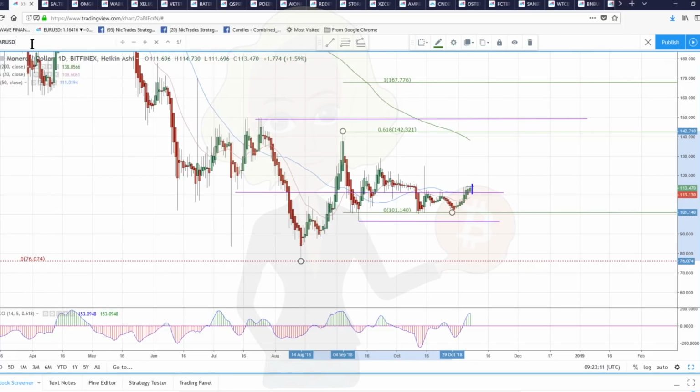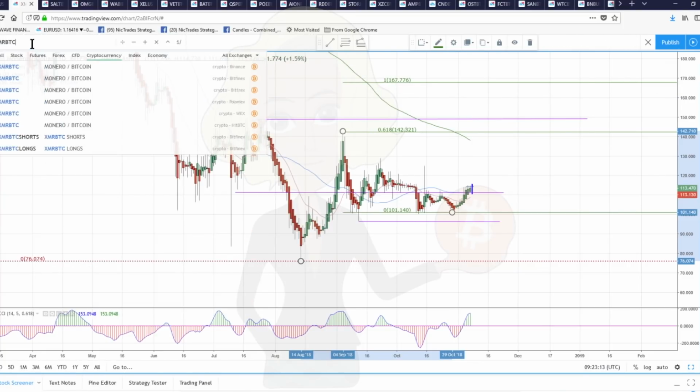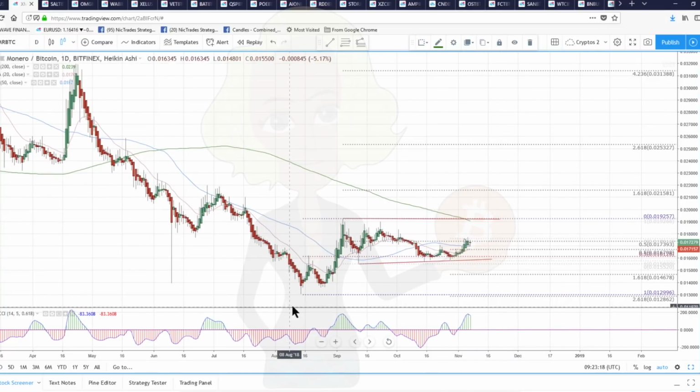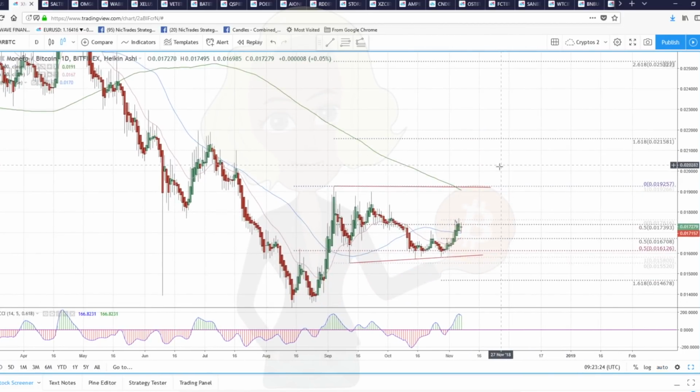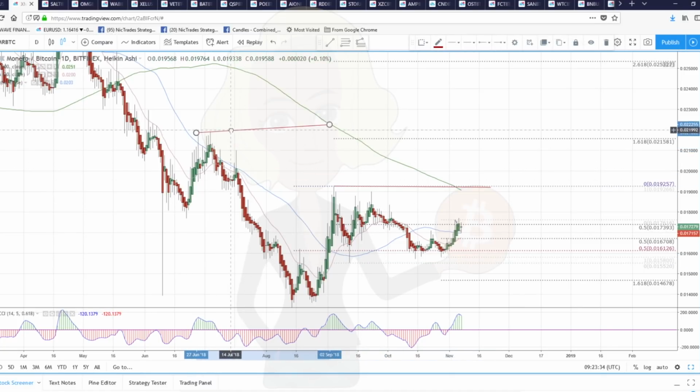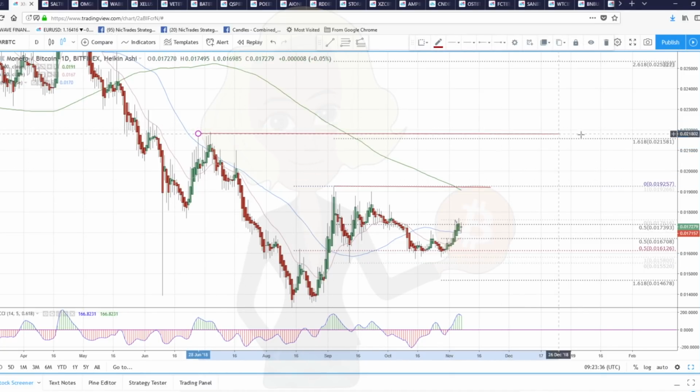If we look at Monero against Bitcoin, so same thing, we've got one leg higher, ABC down, we're looking for a second leg higher. I'm looking for us to retest the highs at 19.257 and potentially looking for 21.581, and these prior highs, which is like our descent trend decision level in Monero.